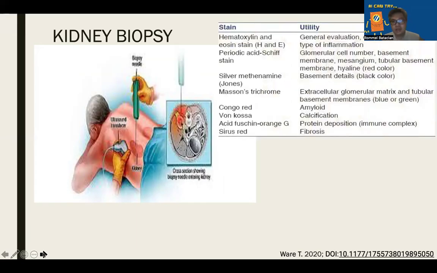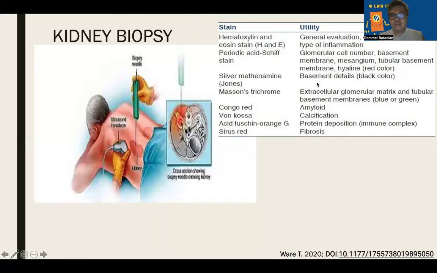So there are three main tests applied to that specimen. We use light microscopy, where we apply certain stains. Again, the most common would be the H&E staining, which gives us the general characteristics of the renal architecture. The PAS gives you information about the number of glomerular cells, the basement membrane, and the mesangium.